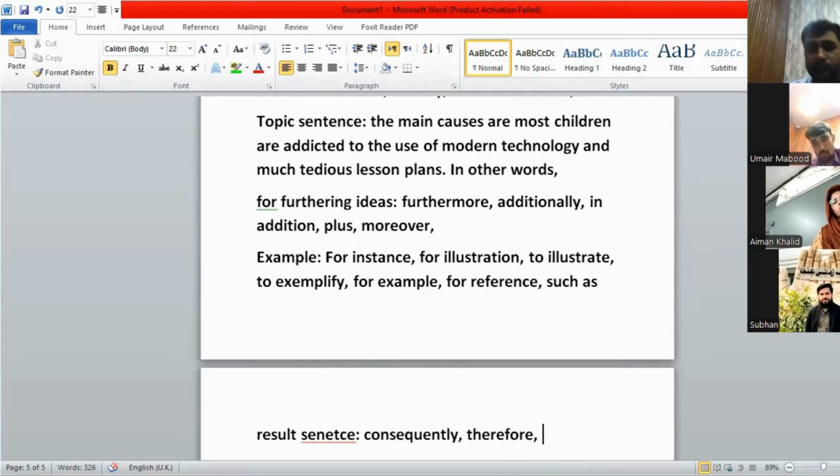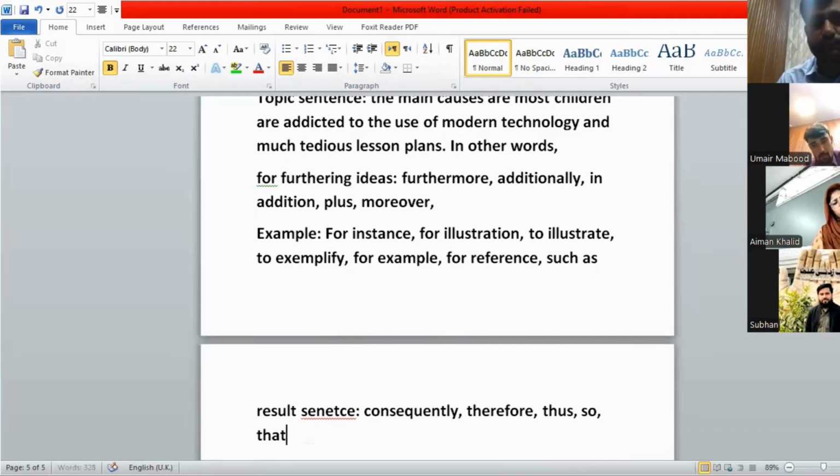Okay. जब आप एक पैराग्राफ को एंड कर रही है, हम ये रिजल्ट सेंटेंस लिखते हैं, ठीक है। So that is why, as a result, very good. Okay.